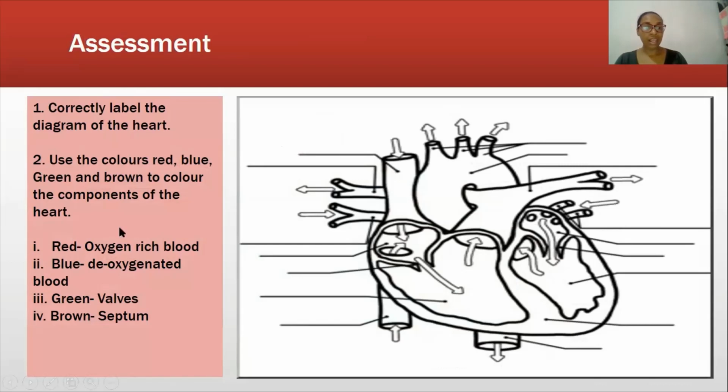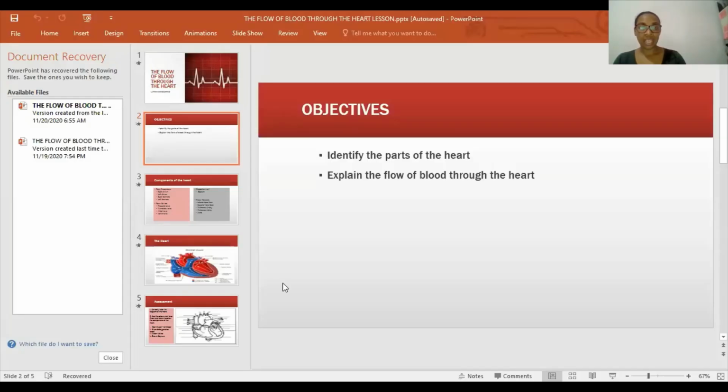So part one, red is the color for the oxygen-rich blood. Blue is the color for the deoxygenated blood. Then we have three, you color green to represent the valves, and you color the septum brown.